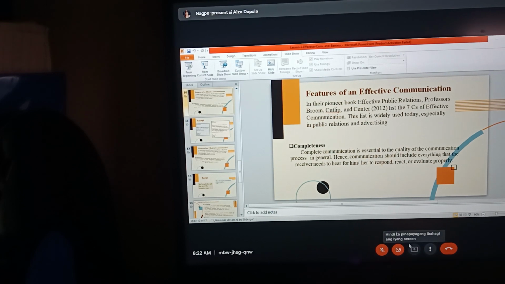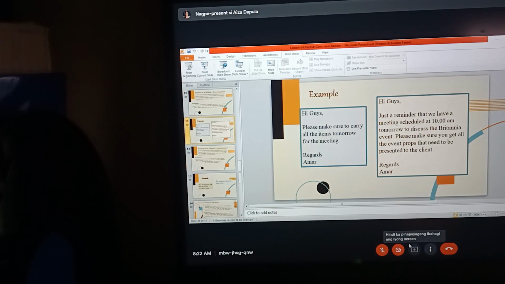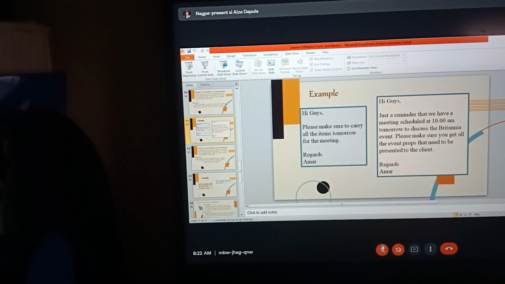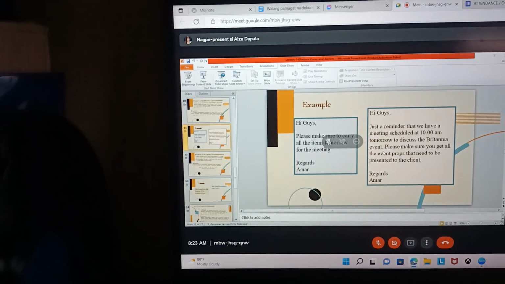So one example of that is this one. This is the left side. Hi guys, please make sure to prepare all the items tomorrow for the meeting, regards Almar. Is the message complete? No po, ma'am. Because there are no details about what items, what time, and what events you are going to attend. And the right side is the correct message you should send. Hi guys, just a reminder that we have a meeting scheduled at 10 a.m. tomorrow to discuss the Botania event. That's the event you are going to attend. Make sure you get all the details in the message for effective communication.